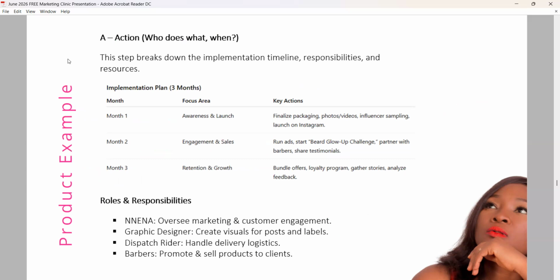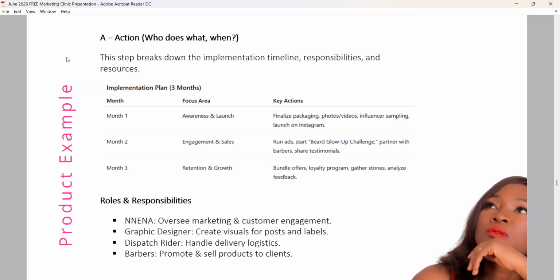So this is an example of what Nena did. Nena said in month 1, she's going to focus on awareness and launch of her product. Key actions: finalize her packaging, do photo shoots for the product, influencer sampling, launch on Instagram. In month 2, Nena said she's going to focus on engagement and sales. She will run ads. She will start the Beard Glow Up Challenge. She will partner with barbers. She will start sharing testimonials.